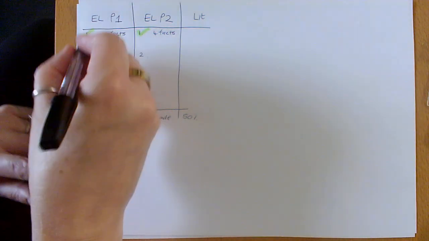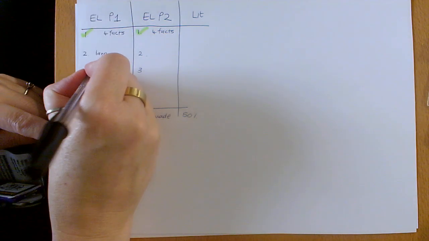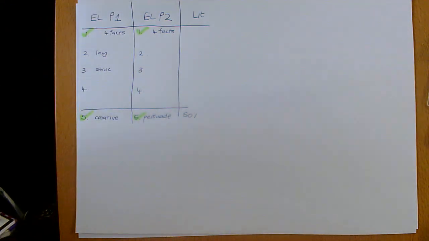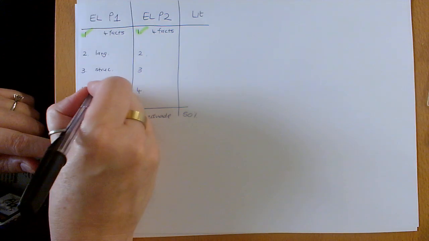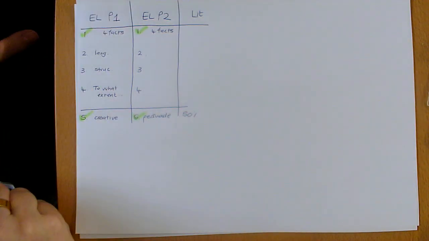This one asks you about language, so they will give you a tiny extract, a tiny piece of the extract, and ask you about language. This one asks you about structure, and then this one asks you if you would agree with an opinion. So, to what extent do you agree? And we're pretty good on all of those.